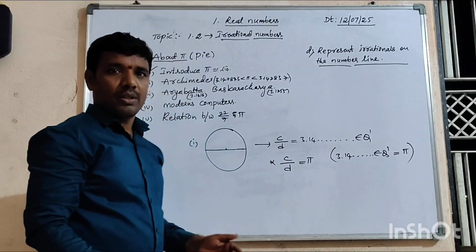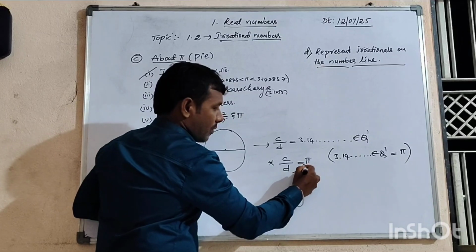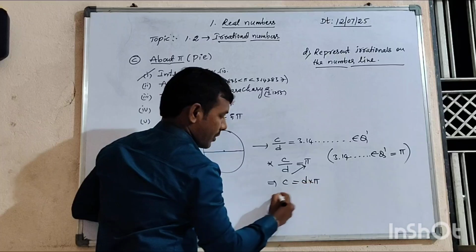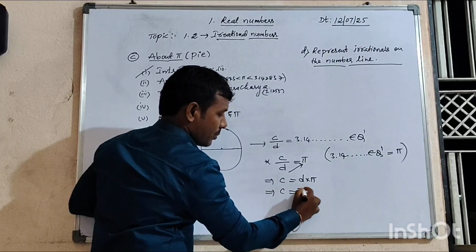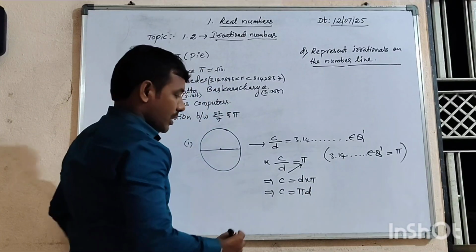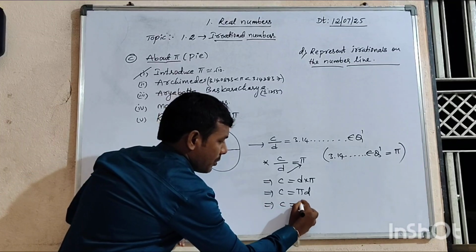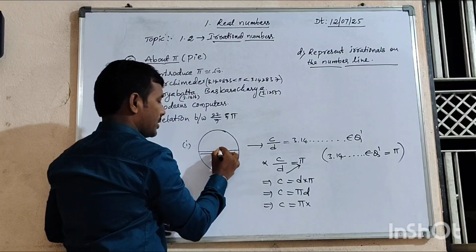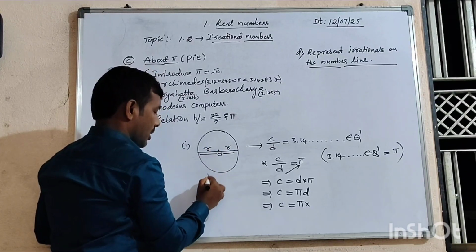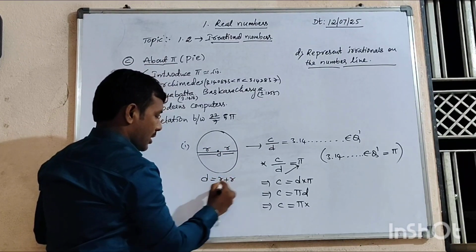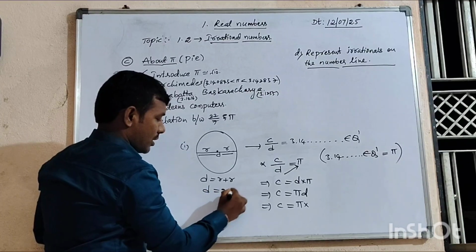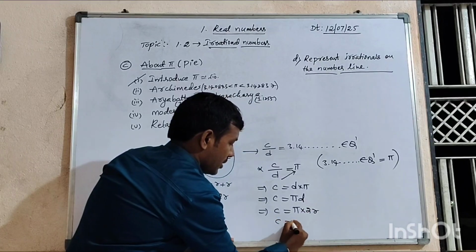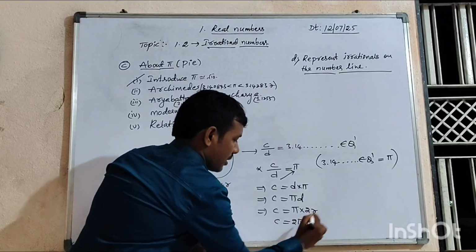100%, no doubt. Now through this, while doing cross multiplication, C is equal to D into pi. That means C is equal to pi D. Here this whole is D, no? Now this is R, this is R. Nothing but D is equal to R plus R, so D is equal to 2R. Instead of D, you just substitute 2R. That means C is equal to 2 pi R.